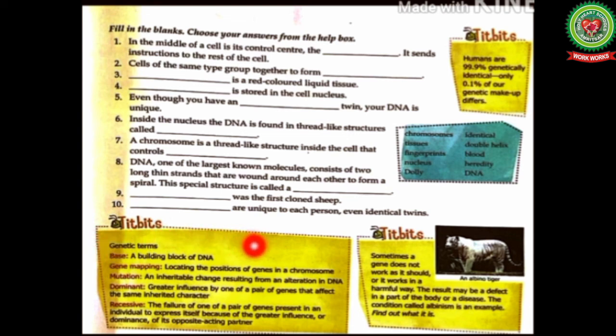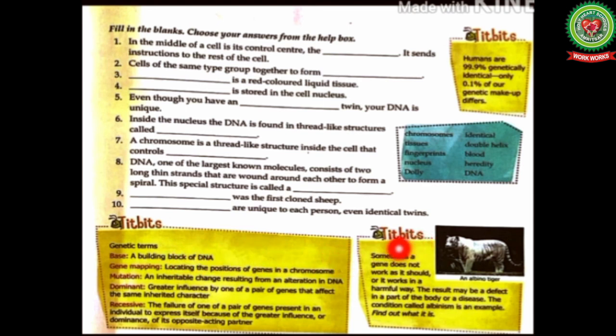Now we will discuss some genetic terms. First, base, a building block of DNA, that are cytosine, guanine, adenine and thymine. Gene mapping, locating the positions of genes in a chromosome. Mutations, an inheritable change resulting from an alteration in DNA. Dominant, allele which is able to express itself in the presence of a recessive one. Greater influence by one of the pair of genes that affects the same inherited character. Recessive, the failure of one of the pair of genes present in an individual to express itself because of the greater influence or dominance of its opposite acting partner.